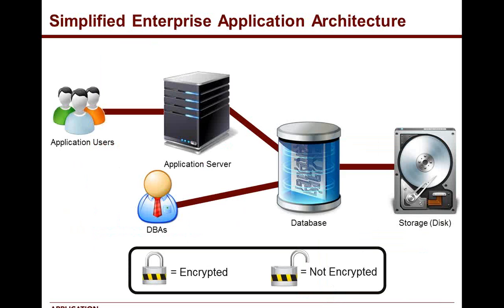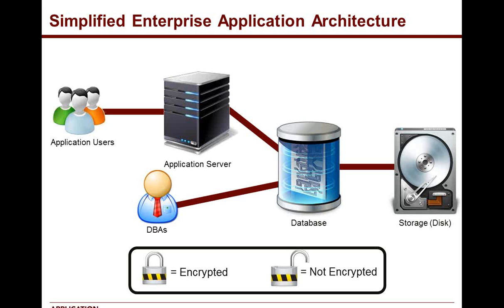On the screen is a simple illustration of a typical application. If you look at the screen from left to right, we have authorized application users that connect and use the application, which is serviced by the application server. The application server itself is connected to the database, where it accesses and stores information such as sensitive data. The database is connected to some type of storage, typically a disk, that physically houses that information. Also connecting to the database, on the bottom left, are your DBAs, administrators for databases, whose job it is to ensure that a database is performing well.